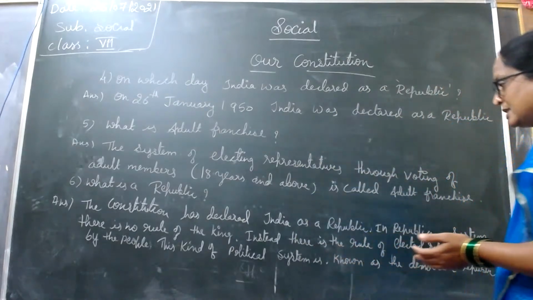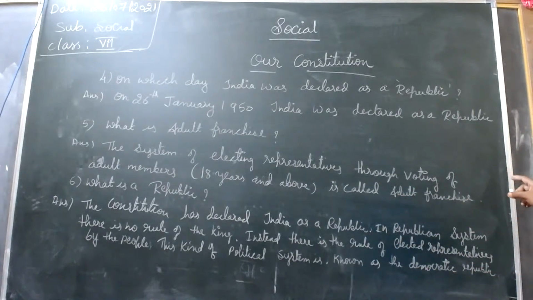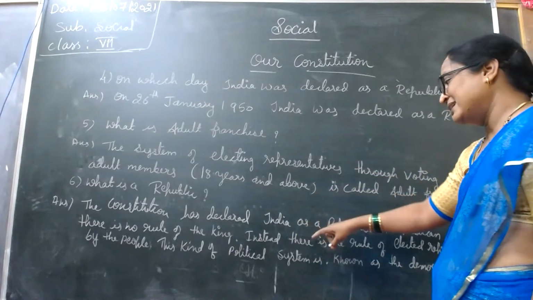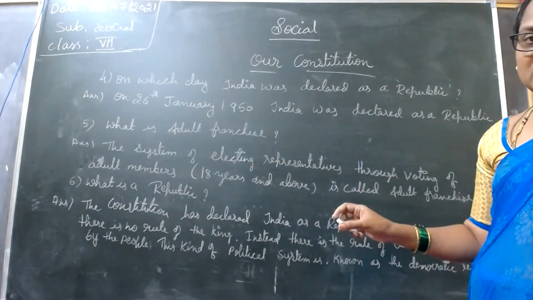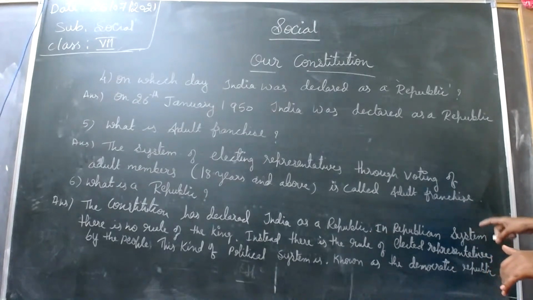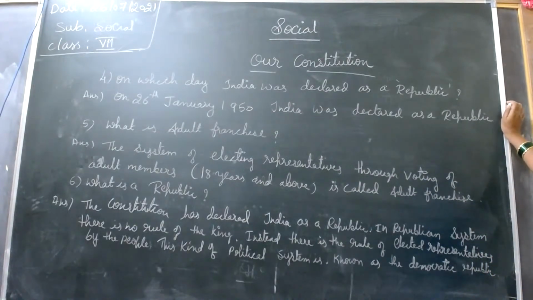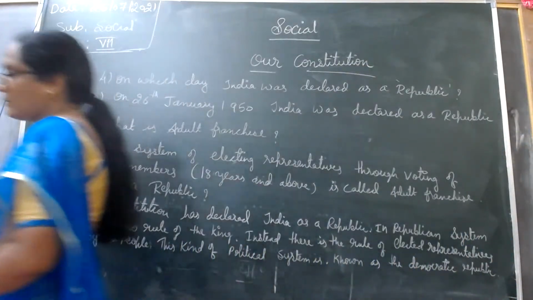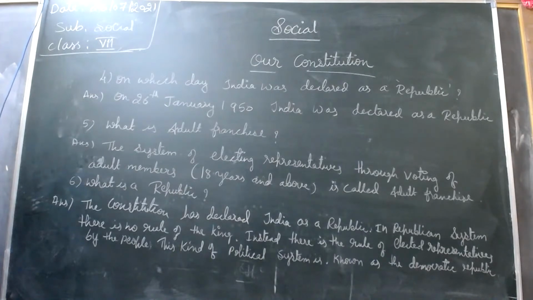What does republic mean? The constitution has declared India a republic. In the republican system, there is no rule of the king. It means the king is not ruling here. Instead, there is the rule of elected representatives. Who will elect them? The citizens of India, all the adults. Just now we discussed that. Adults, those who have completed 18 years and above, will elect their representatives, and their representatives rule in India. Elected representatives by the people. This kind of political system is known as a democratic republic.